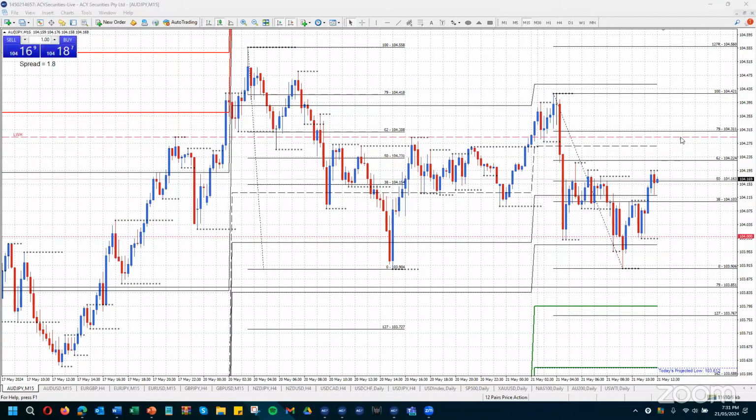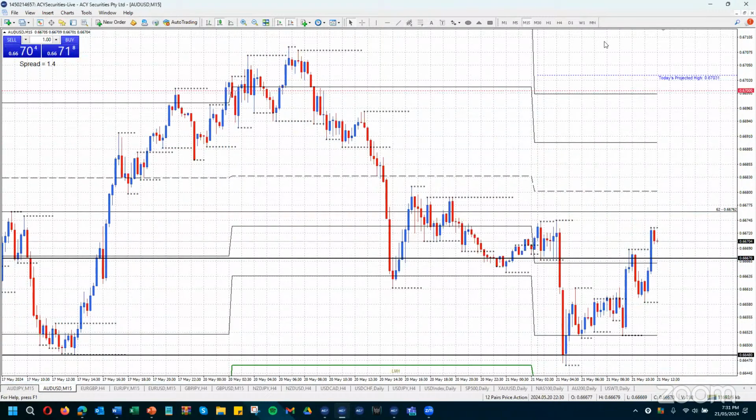104.31. 104.29 up to 104.31 there. Last week's high up to the 79% fib there. Assuming it can get up there, it may not want to get there, but you can watch that area.